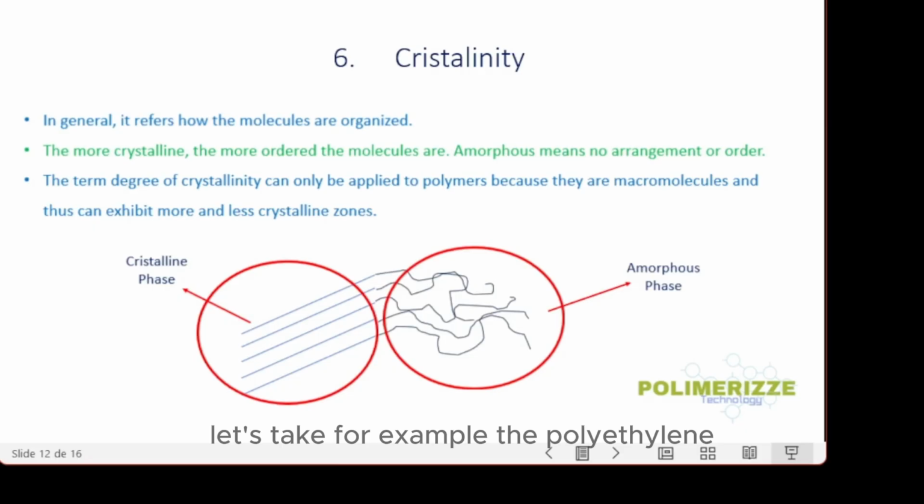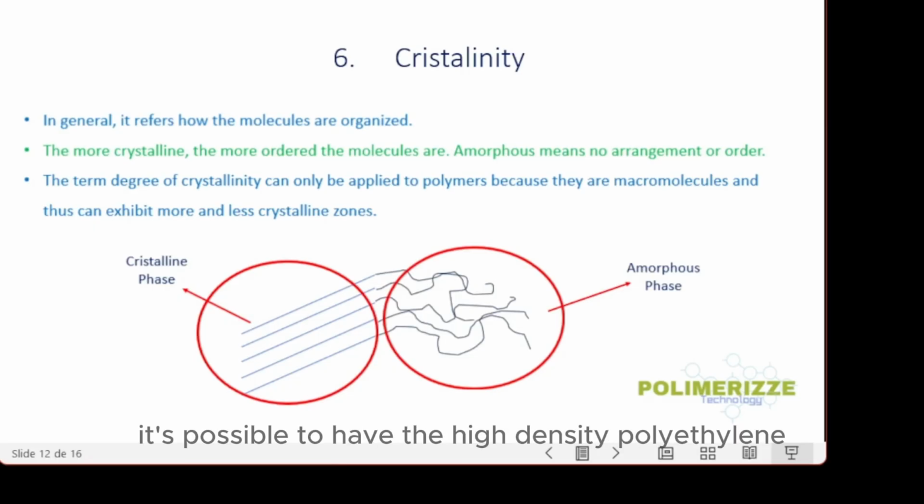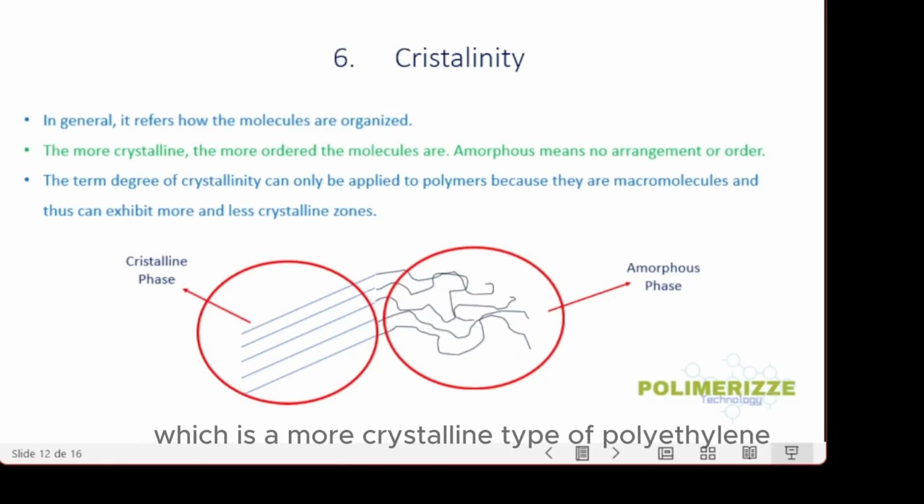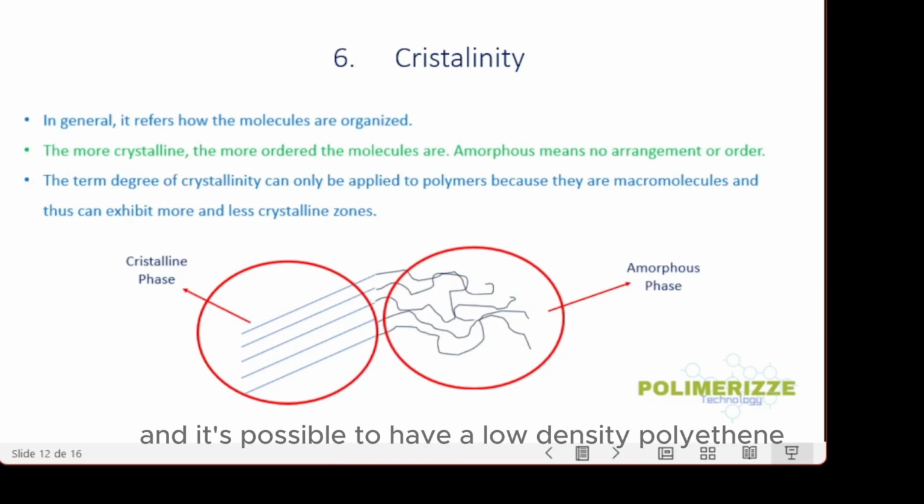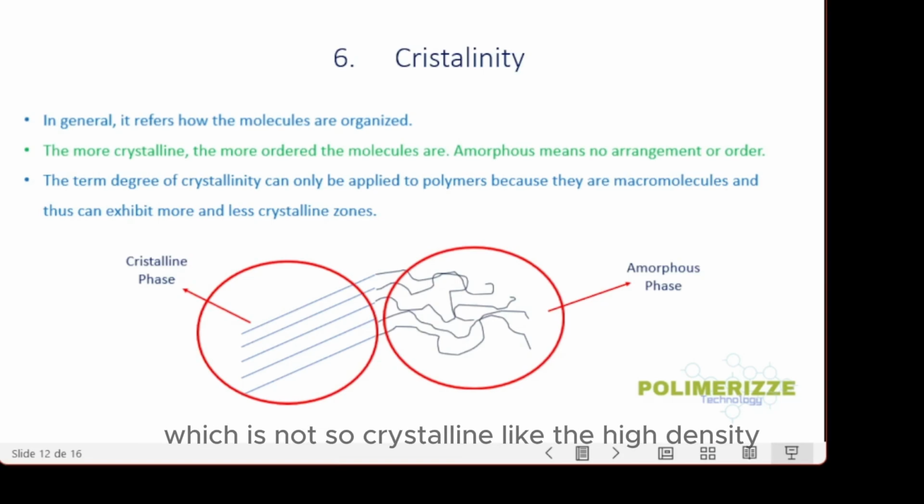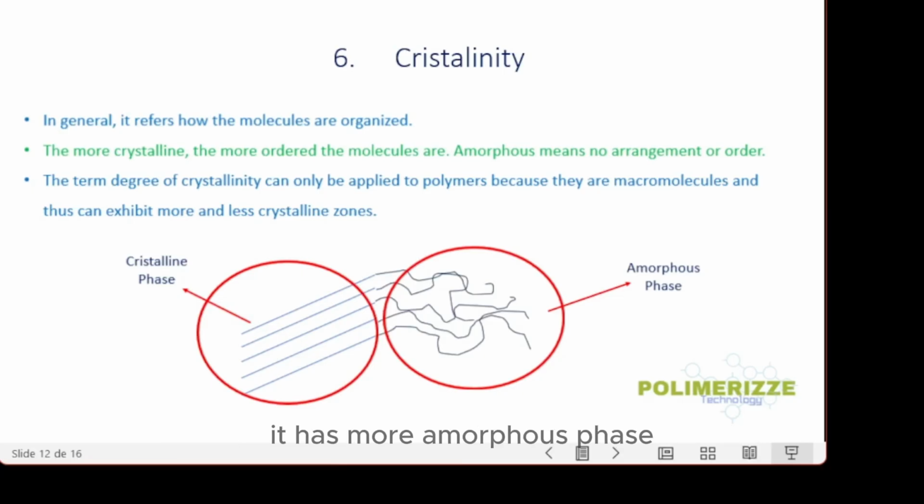Let's take, for example, the polyethylene. It's possible to have the high density polyethylene, which is a more crystalline type of polyethylene. And it's possible to have a low density polyethylene, which is not so crystalline like the high density. It has more amorphous phase.